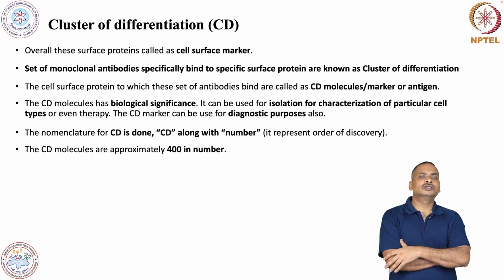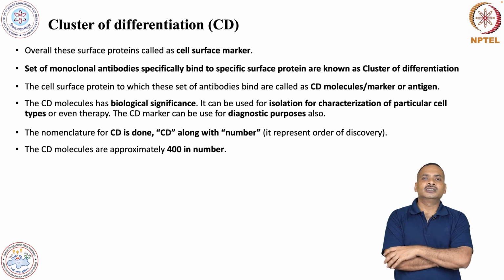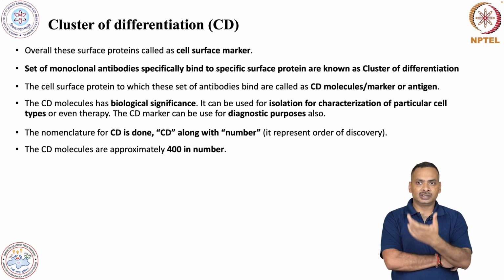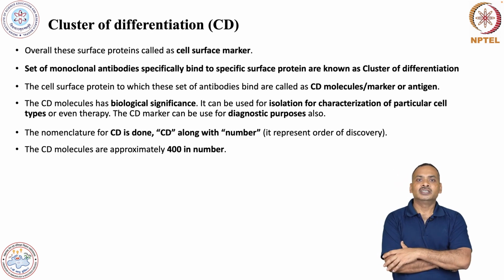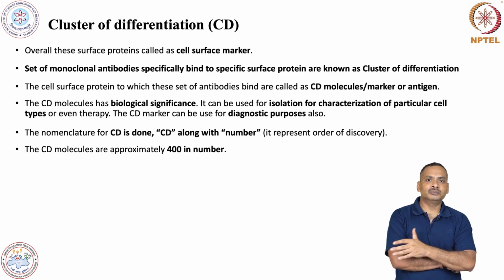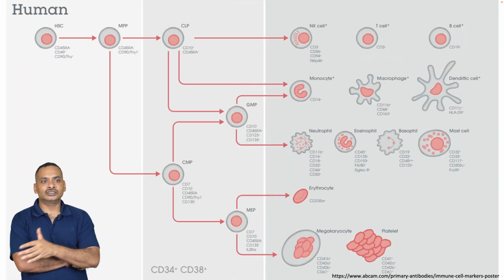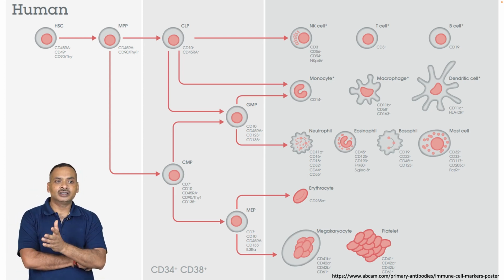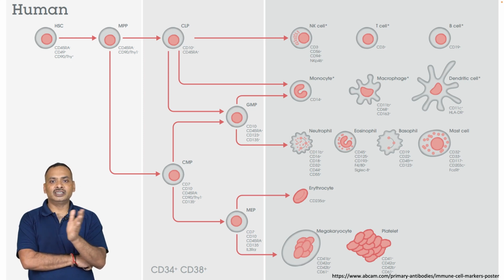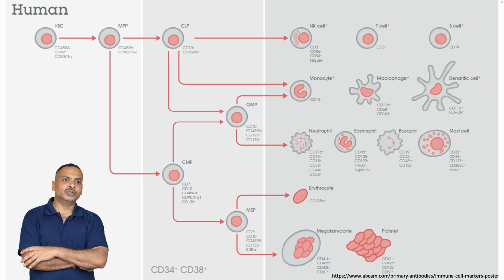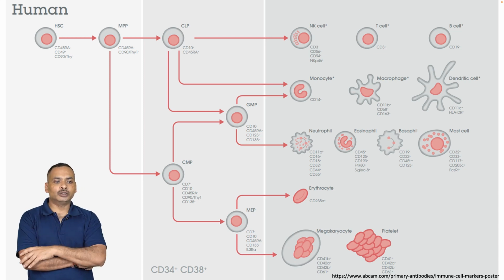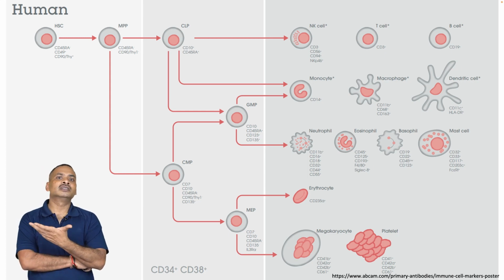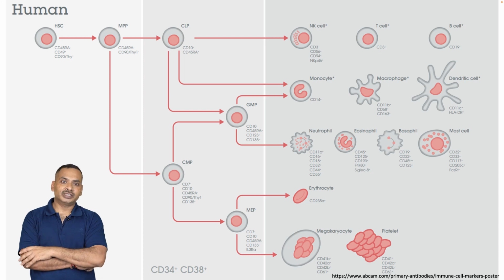So far approximately 400 CD molecules have been discovered, and these molecules are used in various kinds of studies. Here I have one simple scheme, which is for human. Here you can see a lot of CD molecules written, CD45RA minus, CD49 and so on, on the hematopoietic stem cell, okay. Basically this hematopoietic stem cell is positive for CD34. I think I explained this when I covered the hematopoietic stem cells, okay.